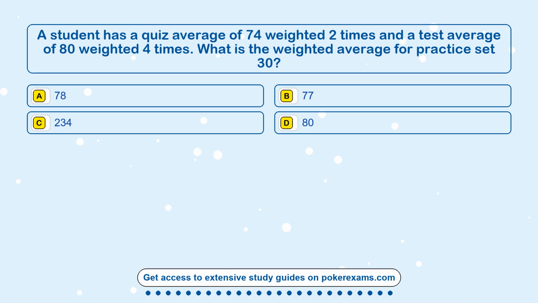Question 20. A student has a quiz average of 74 weighted 2 times and a test average of 80 weighted 4 times. What is the weighted average for practice set 30? Option A 78. Option B 77. Option C 234. Option D 80.